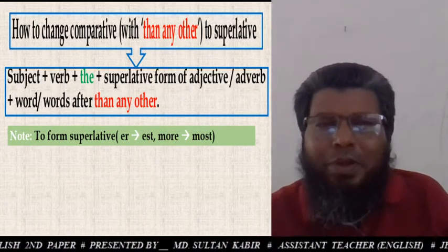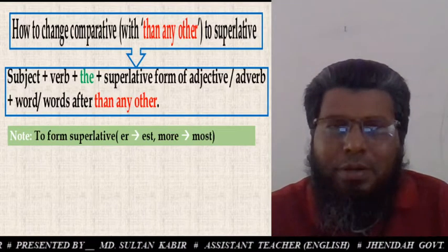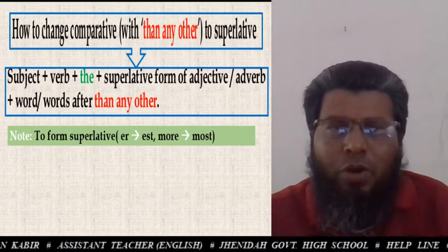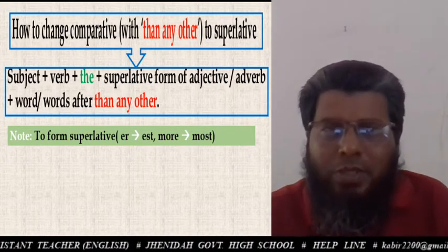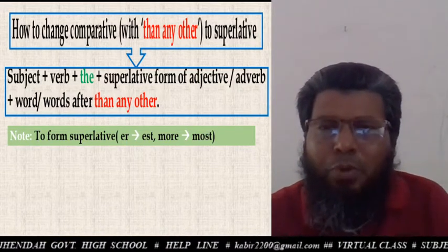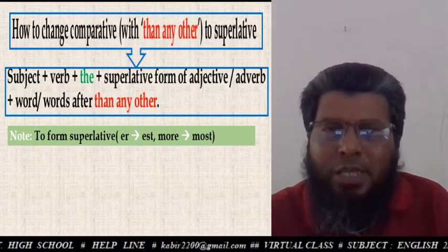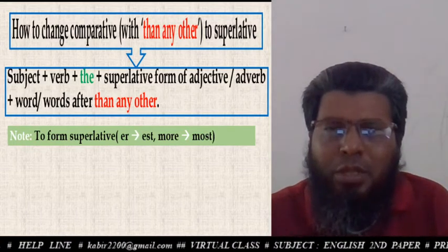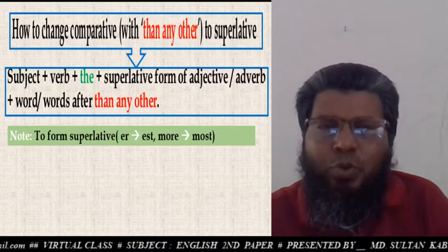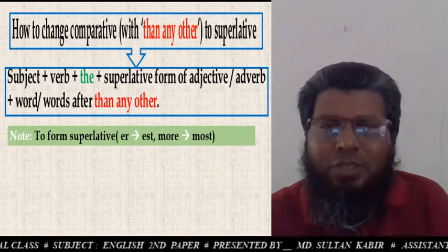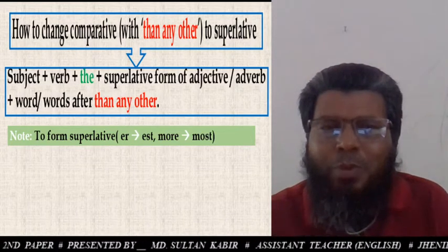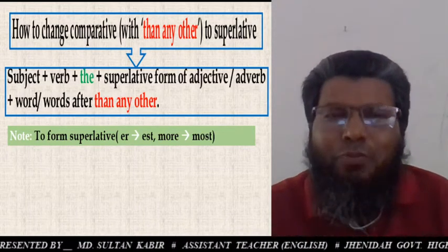In comparative degree there must be "er" or "more" after or before the adjective. Before the adjective there can be "more", and after the adjective there can be "er". If there is "er", we will write "est" in its place, and if there is "more", we will write "most". So it is very easy for you to remember.